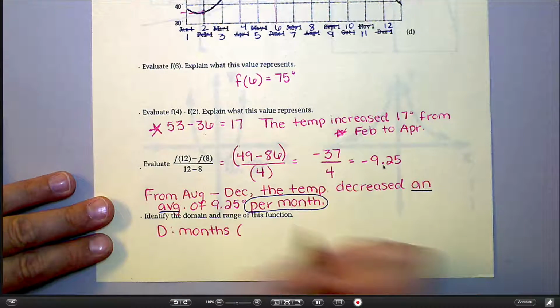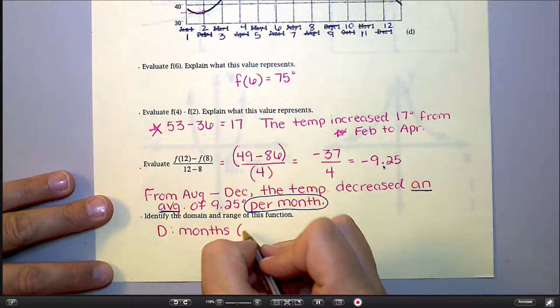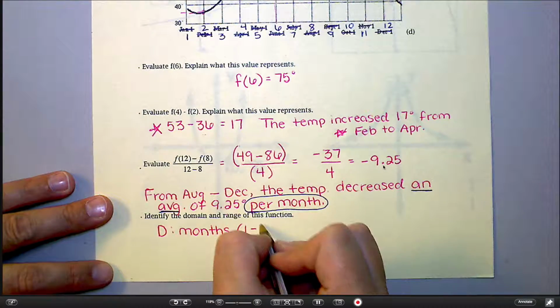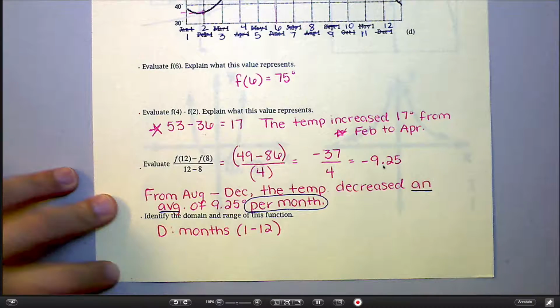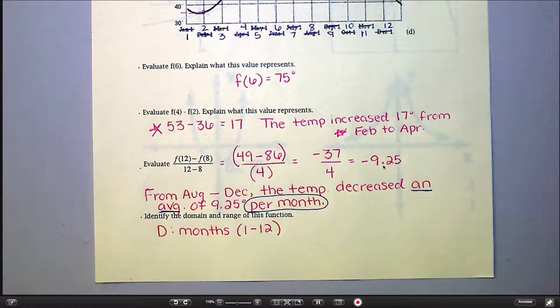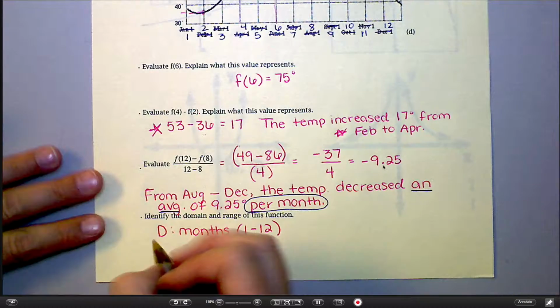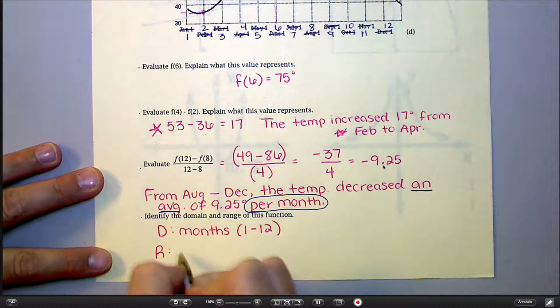Which numerically would be like 1 through 12, right? That would be your domain. I guess I should write that a little more technically, but what would you say about the range? Okay, it's the temperature. If I wanted to talk numerically, let me write down that the range is the temperature.